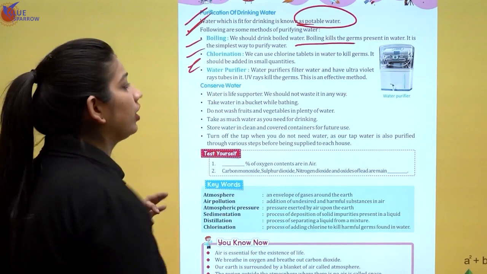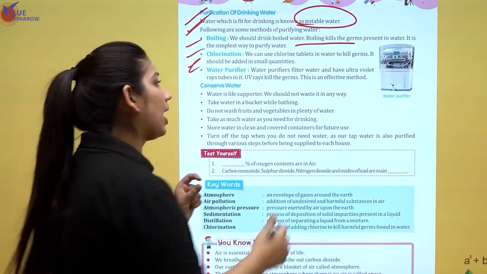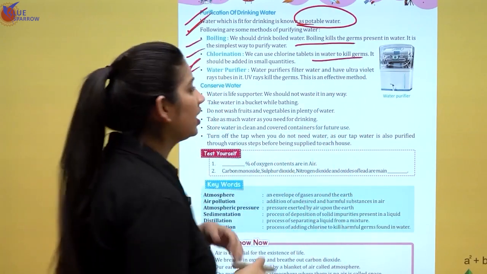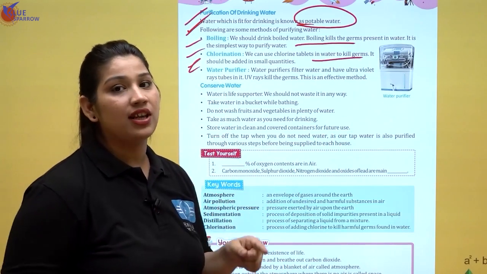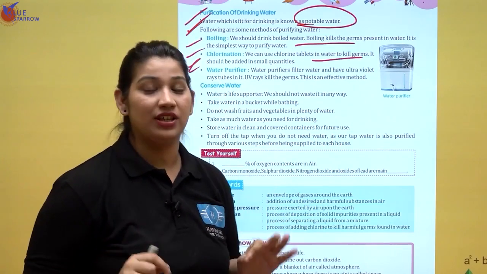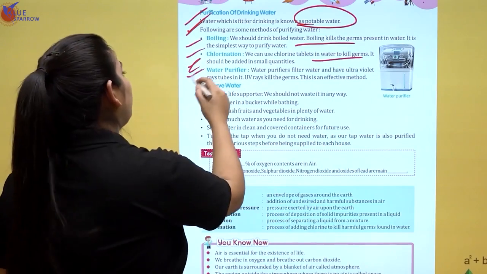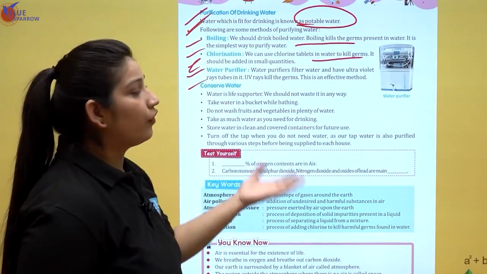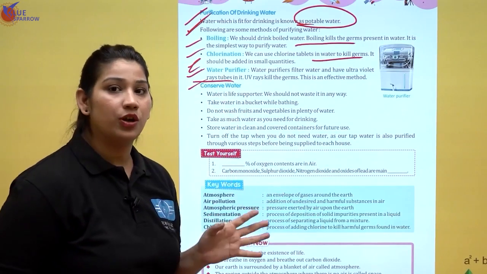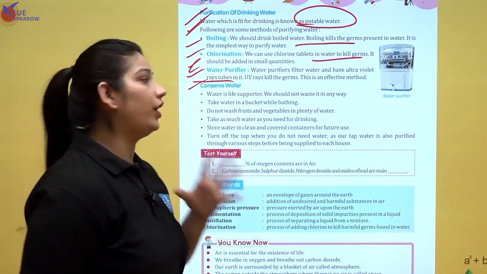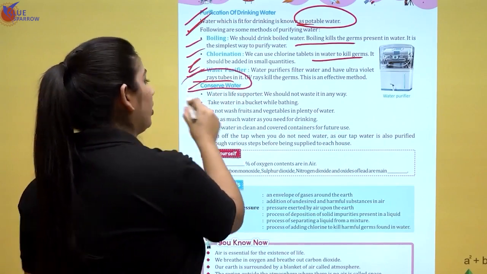Next comes chlorination. We can use chlorine tablets in water to kill the germs. It should be added in very small quantities. Chlorine tablets are also added to swimming pools to clean the water. Water purifier. Water purifiers or filter water have ultraviolet rays tubes in it which kill the germs and make our water fit for drinking.